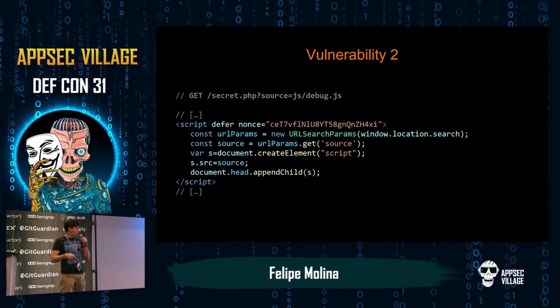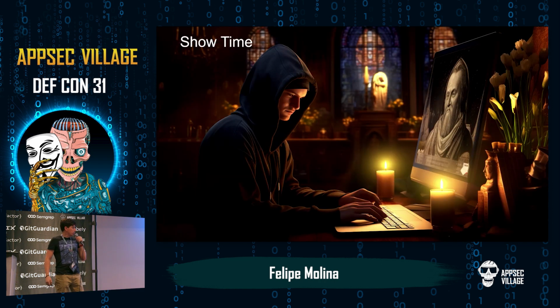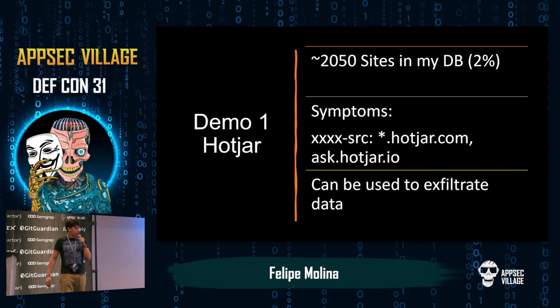And the second vulnerability would be something similar, but in this case, it allows the script with unknowns, etc., and gets the parameter source from URL params, and the source gets introduced as the source of a script. This script is going to be appended in the head of the document. Okay, so those are the two vulnerabilities that I will be using to demonstrate the CSP bypasses. If you visit this source, you would get the script pointing to this code, script execution.js. So, showtime. The first one, with Hotjar that I mentioned, I found 2,050 sites in my DB. This is 2% of the sites that I have that are implementing CSP.